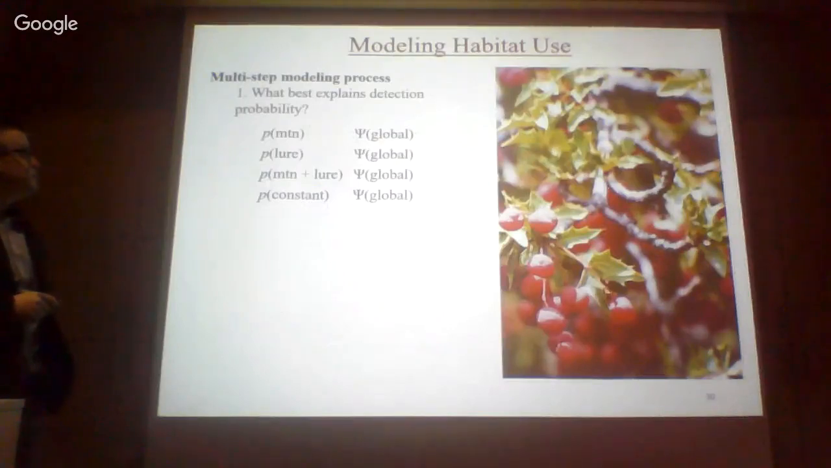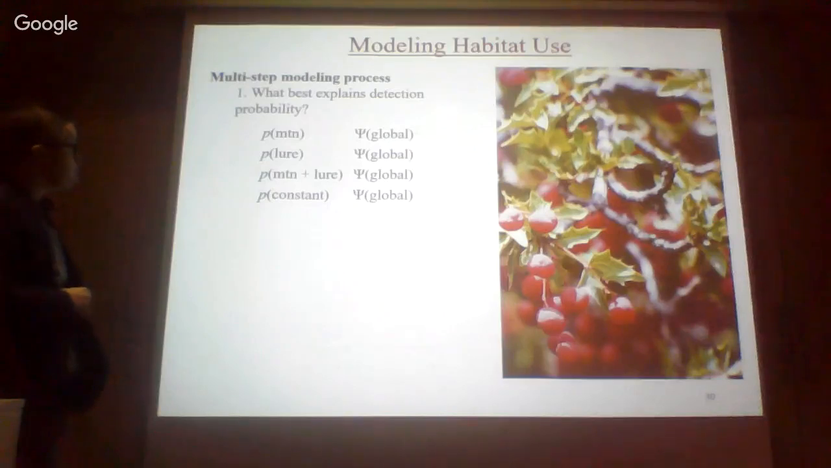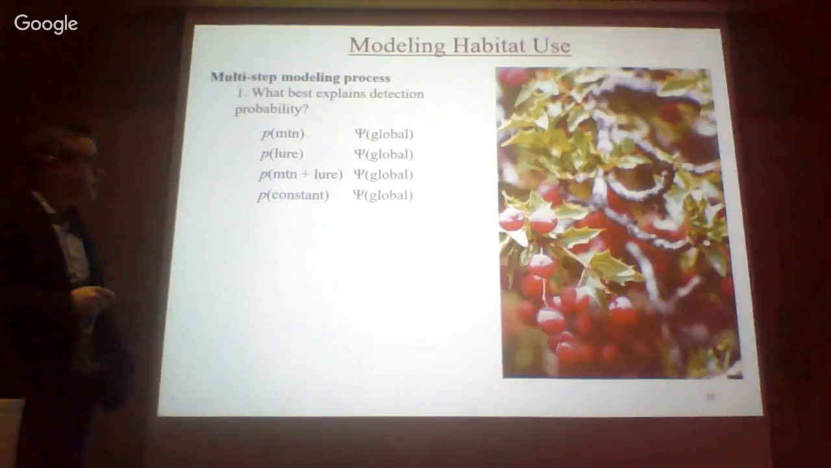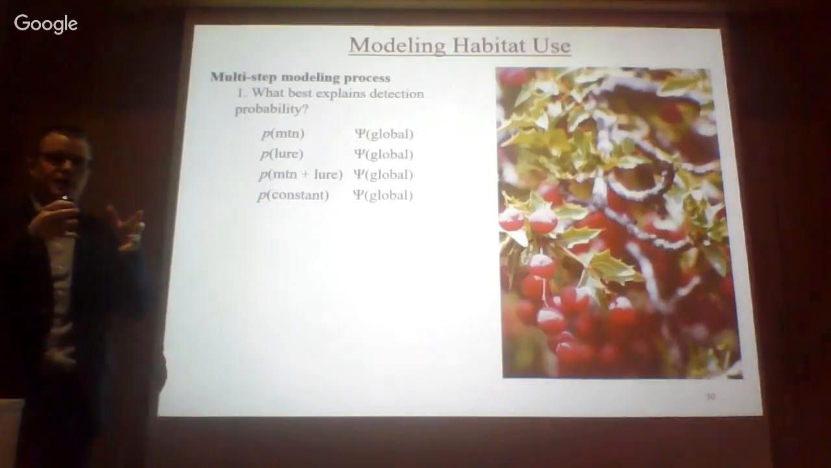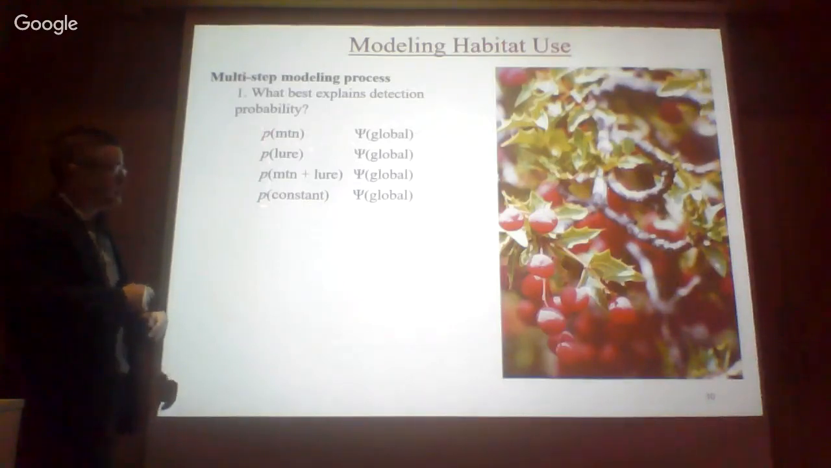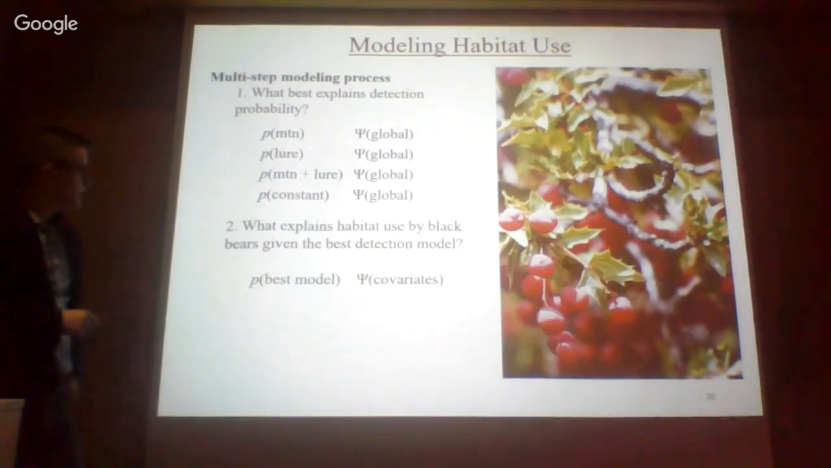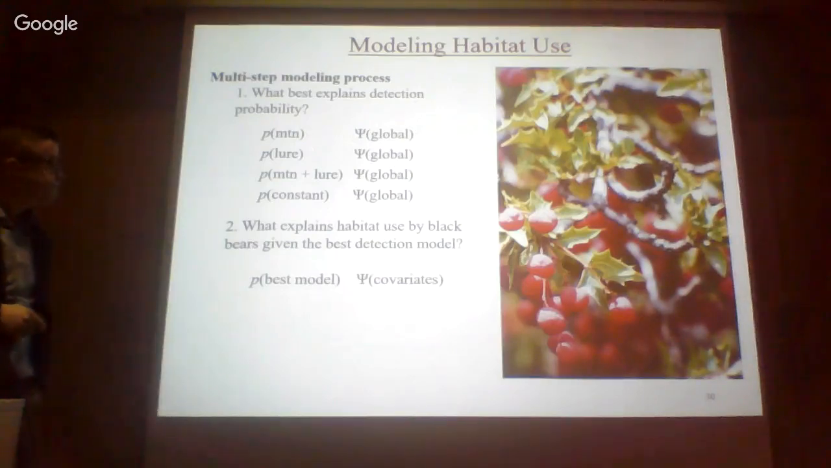So I conducted a multi-step modeling process. First, I asked, okay, what best explains detection probability? To do this, I used a global model for use, which is just adding all the parameters and soaking up a bunch of variation, and then varying detection by the different covariates. After that, I said, all right, what best explains use now that we know what the best detection model is? So I included the best model here and then varied psi by the different combinations of model covariates.